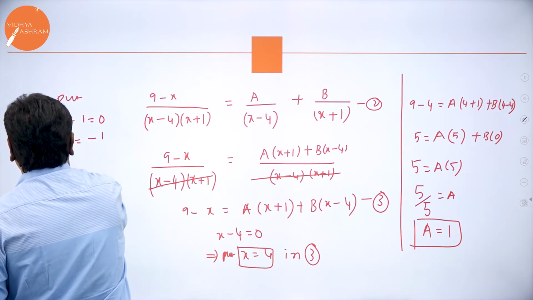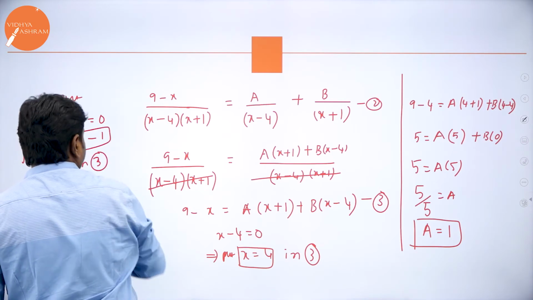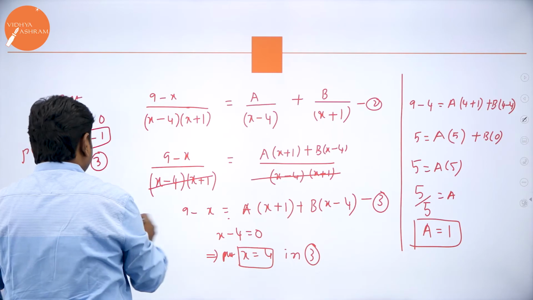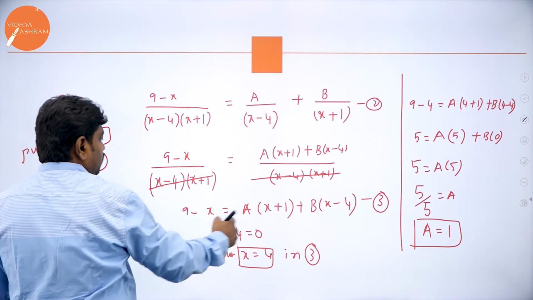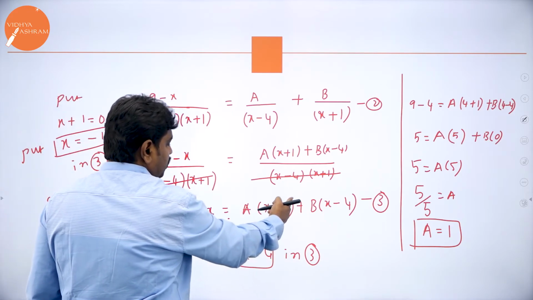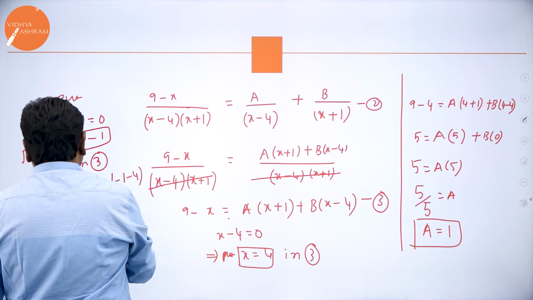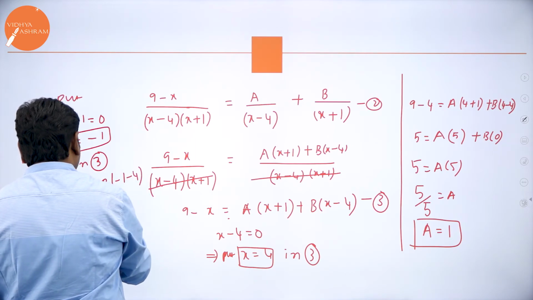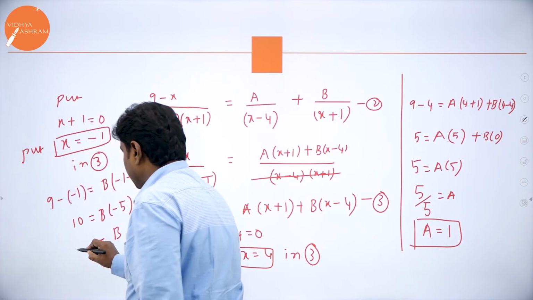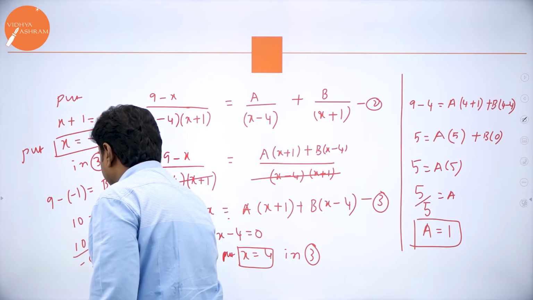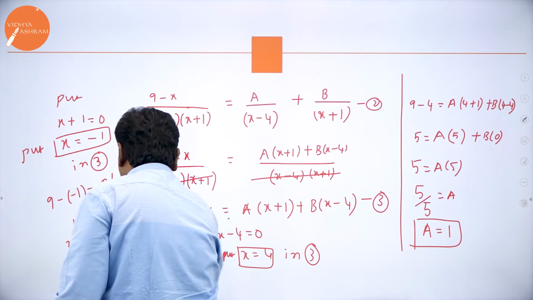Put x is equal to minus 1 in equation 3. In 3, if you substitute, in the place of x put minus 1. 9 minus 1 is equal to, so if I put minus 1, plus 1 becomes 0, this vanishes, just you have b into minus 1 minus 4. Simplify this, 9 plus 1, 10 is equal to b into minus 5, and the b value is what? 10 divided by minus 5, you got b as what? Minus 2. So, you got a and b.